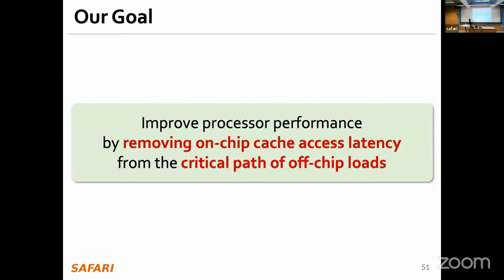So that brings us to the goal of this paper: our goal here is to improve the processor performance by removing this ever-increasing on-chip cache access latency from the critical path of the off-chip load. So basically, your request would still go off-chip, but at least you would start fetching the data from the DRAM as soon as possible. You don't have to wait for the cache lookup to finish and only then start fetching the data from memory. Okay, so that's the key idea here.